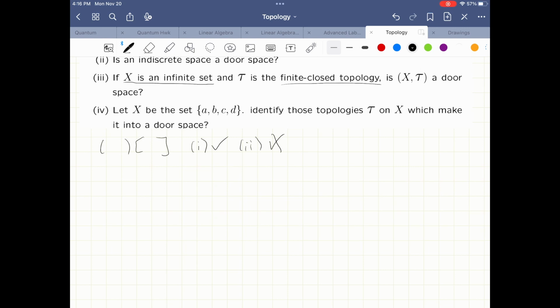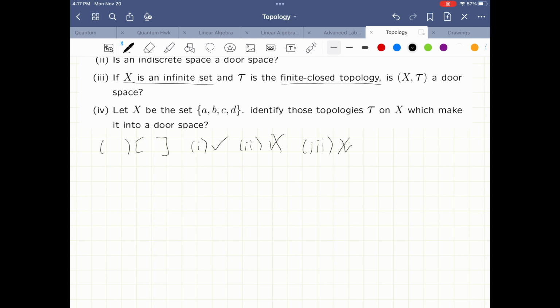This means that there are some clopen subsets, such as, again, the even and odd integers, that do not satisfy this definition. However, the definition of the finite closed topology implies that some sets are strictly closed and some are strictly open. Thus, since some sets in this topology are neither open nor closed, like, again, the odd or even numbers, this space is not a door space, because our definition of a door space requires that every set is either open, closed, or both. It cannot be neither. So our third question is not a door space.